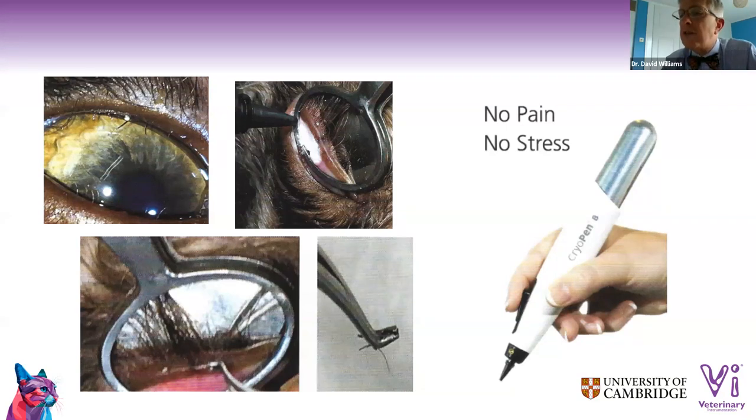It doesn't really granulate. Conjunctiva heals so well, it doesn't really need to granulate. So that's good. Ah, Chris, thank you. Chris says that you've had better success with cryo for distichiasis. Was that with the cryopen, Chris? I think I've been really pleased with that.